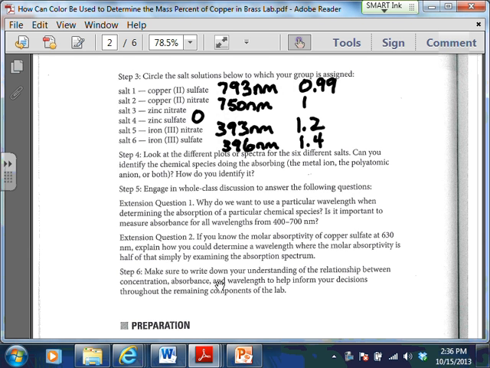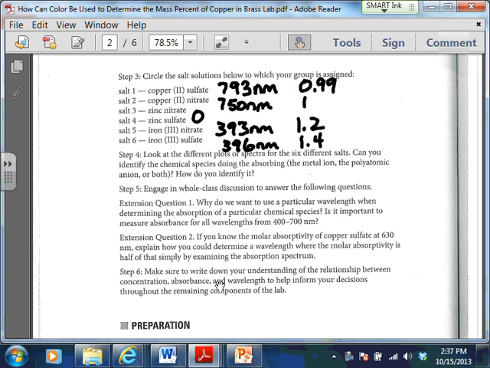And the zinc is completely colorless with nitrate and with sulfate. So what does that ultimately tell us about, and actually this is step 4 that we're answering right now, okay? It says, look at the different plots. Can you identify the chemical species doing the absorbing? Is it the metal ion, the polyatomic ion, or both? It looks to me like it's the metal ion, right? It's probably the copper and the iron. And the reason that we can identify that, you can just use the explanation we were just talking about to answer the second part of that question, okay?